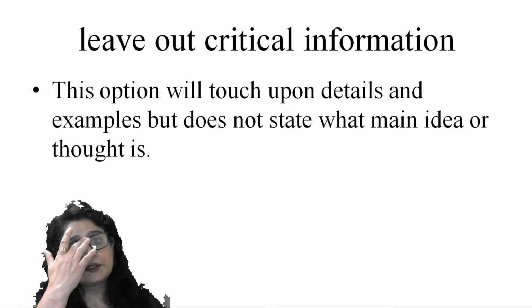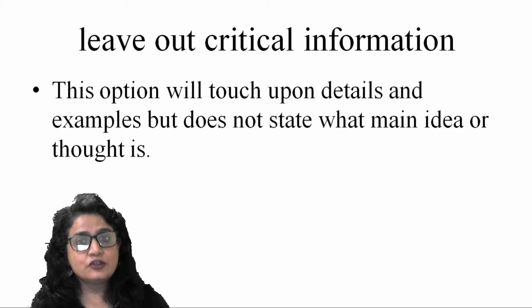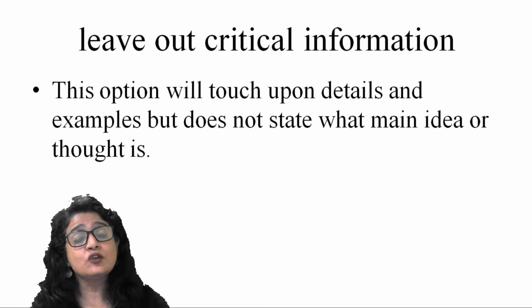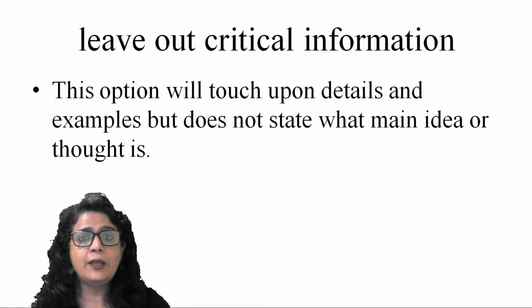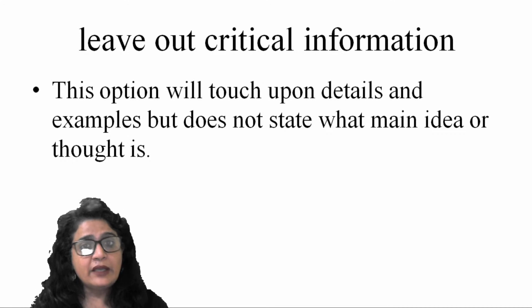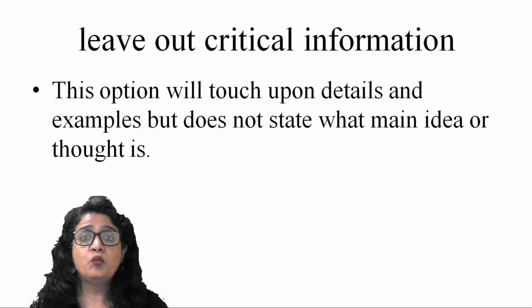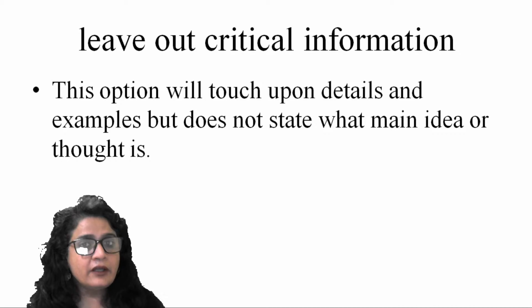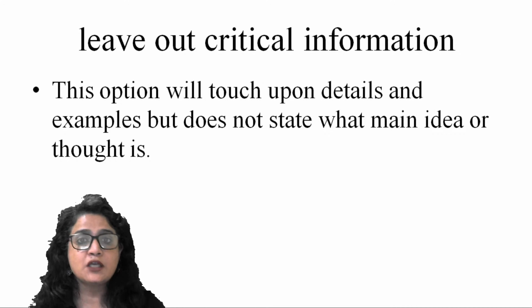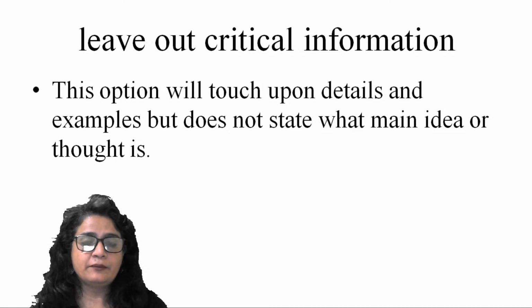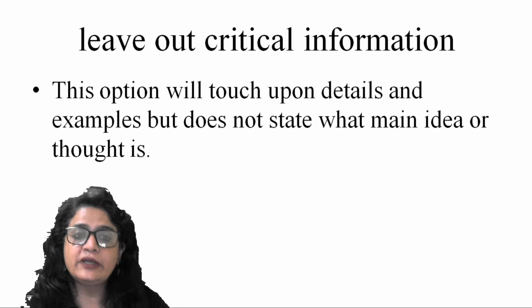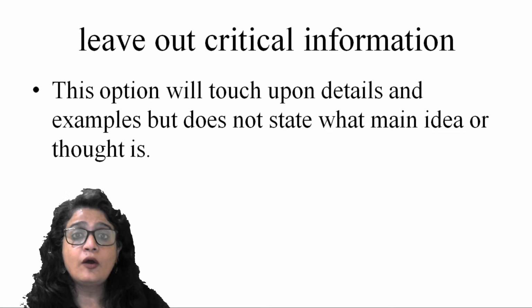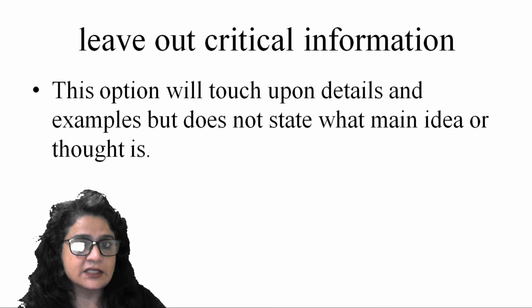Another option which you will mark wrong, which should be eliminated by you, is the one which leaves out critical information of the paragraph. As I said, your main idea is your critical information. The author's point of view on that main idea is your critical information. So if that critical information is left out, your summary is not the right summary. Alright, so this option will touch upon details, will give you the details of examples, but does not state what the main idea or what the main thought of the paragraph is.